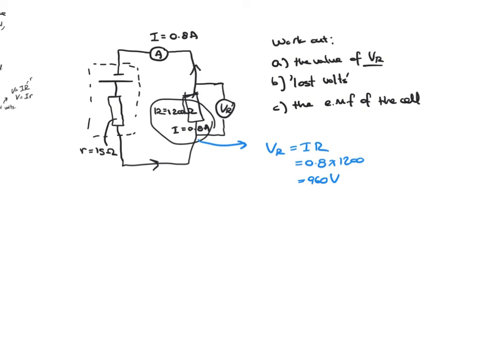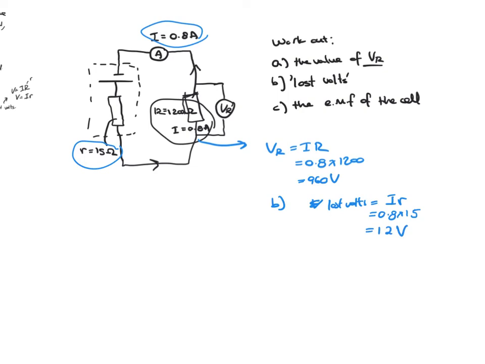Then it's asking me to calculate the lost volts. Once again, I have the current going through the cell, and I also have the internal resistance of the cell. So for B, lost volts is equal to I times the internal resistance, which is 0.8 times 15, which is 12 volts.